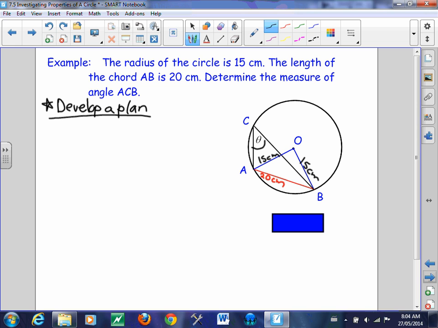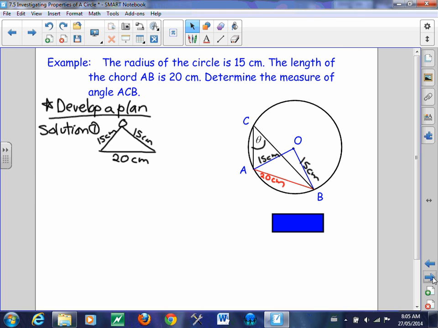So here's my solution 1. I'm going to show you 2. Solution 1. I'm going to recognize, ladies and gentlemen, in triangle OAB, I've got enough measurements here to find some angles. So I've got 15 centimeters, 15 centimeters, and 20 centimeters. And if I can find angle O using which trig identity, folks? Hopefully you're going to use the cosine law because you've got side, side, side there.